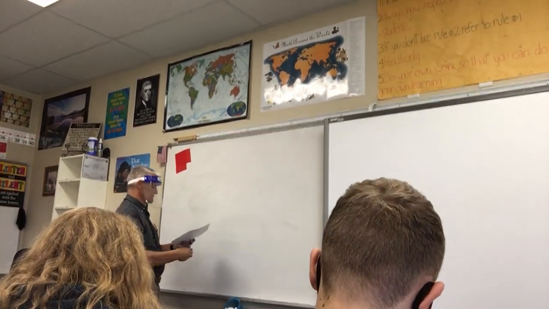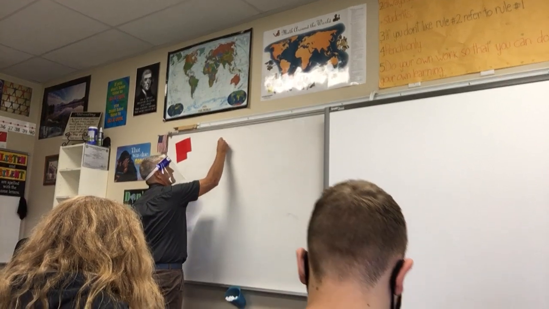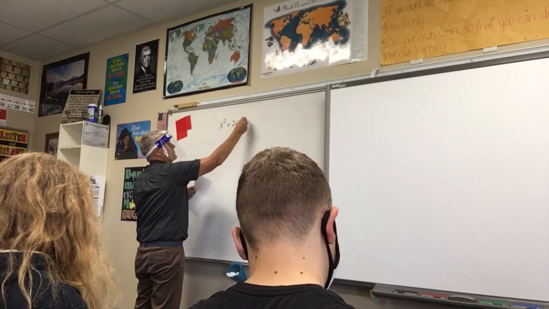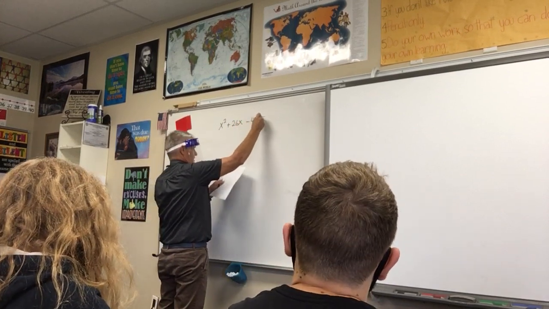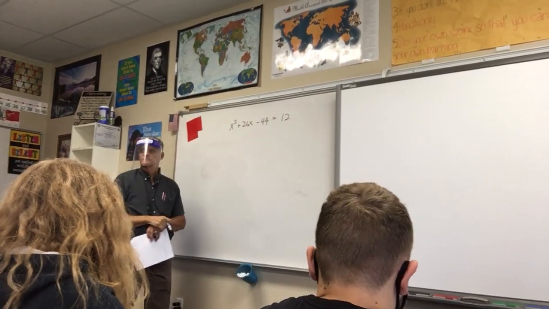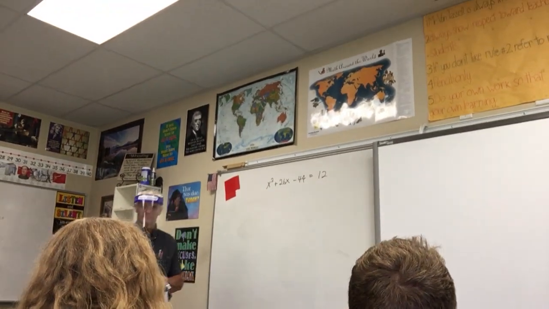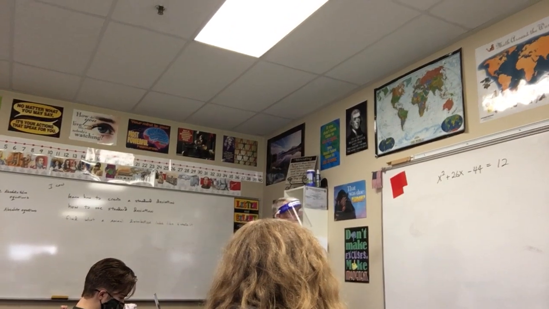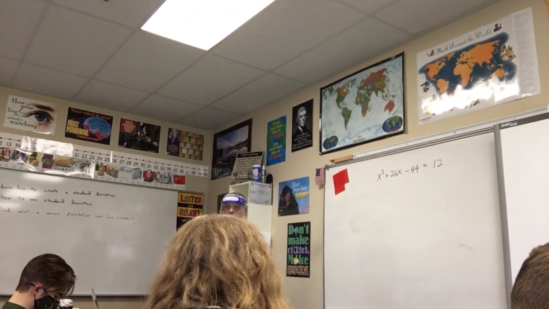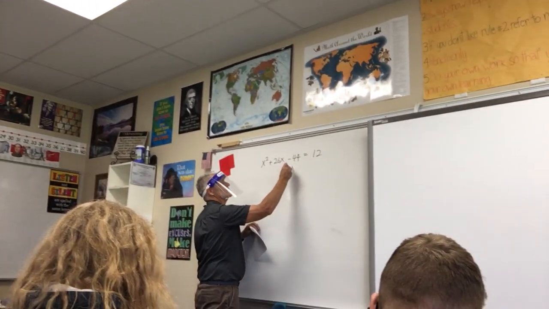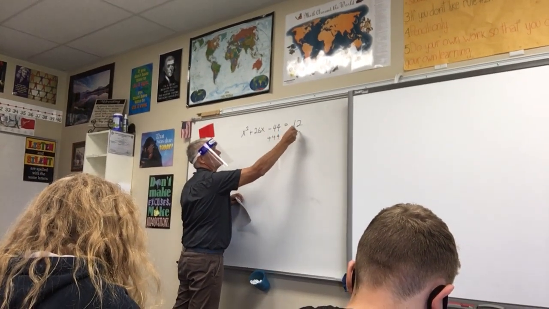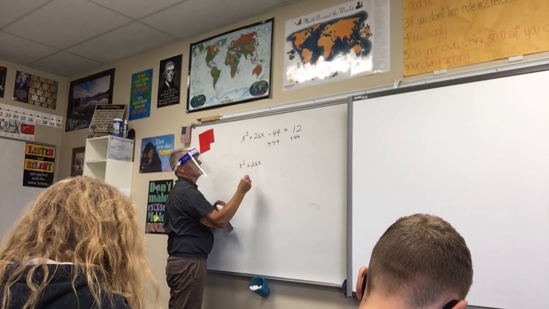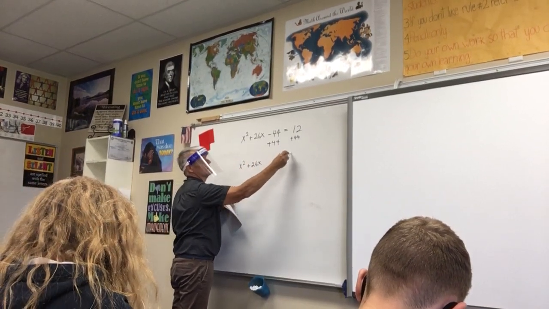Let's go to 29. x squared plus 26x minus 44 equals 12. Maya, what am I going to do? I'm going to add 44. Good job. So I have x squared plus 26x equals 56.